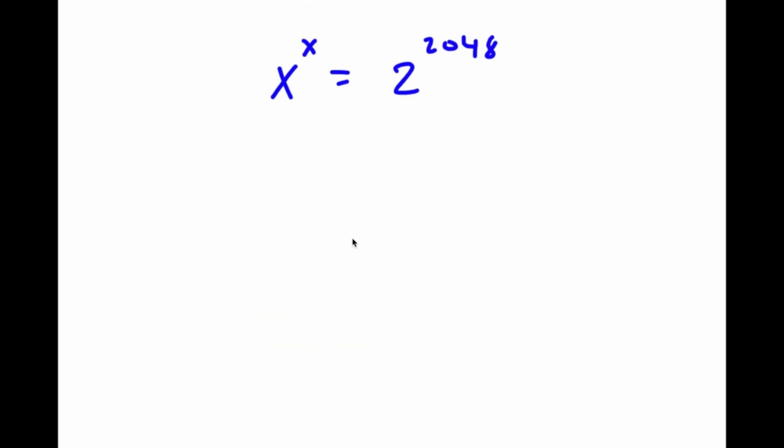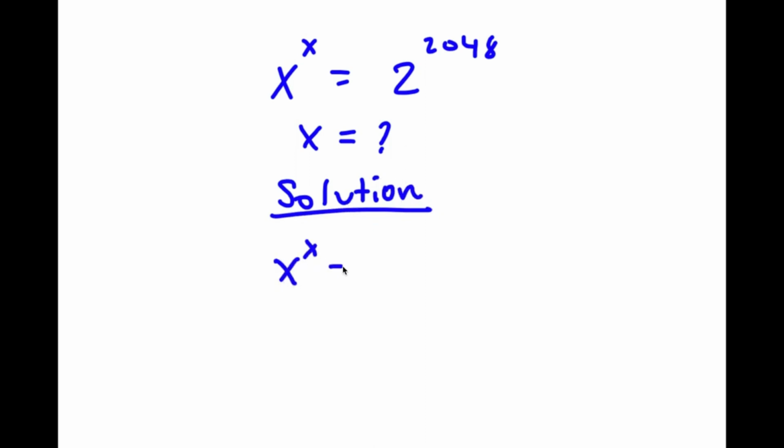Alright guys, welcome back to Click Academics. In today's video, I'm going to be teaching you guys how to solve this exponential equation. So I have x to the power of x is equal to 2 to the power of 2048. So I obviously want to find the value of x here. So for my solution, I first start with x to the power of x is equal to 2 to the power of 2048.